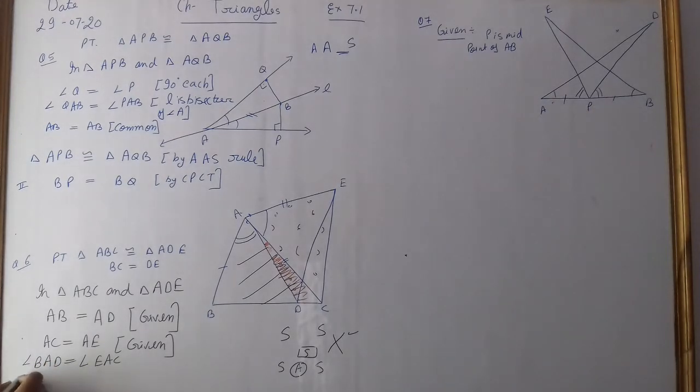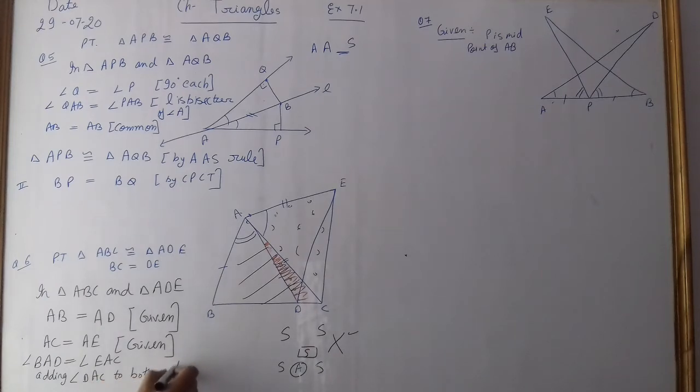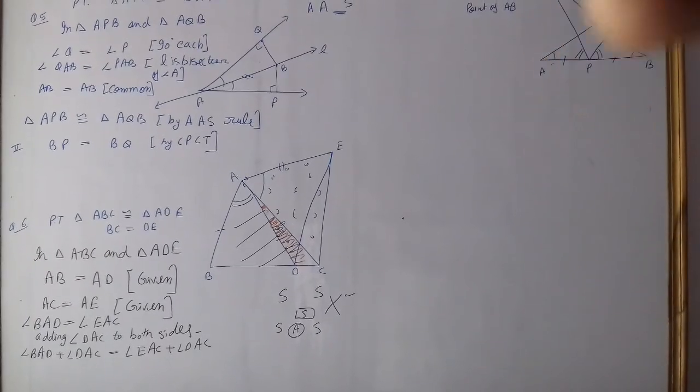So adding angle, this name is DAC, DAC to both sides. Then we have angle BAD plus angle DAC is equal to angle EAC plus angle DAC, right? Adding angle DAC to both sides. Is it clear, students? Any doubt? Why are we doing this? For getting the whole angle, right?